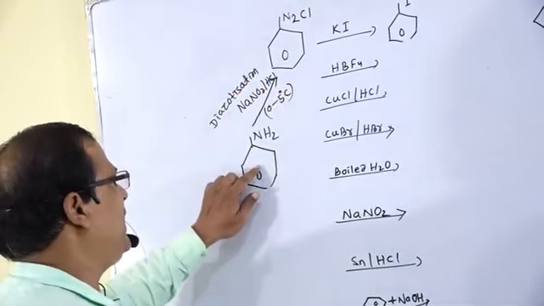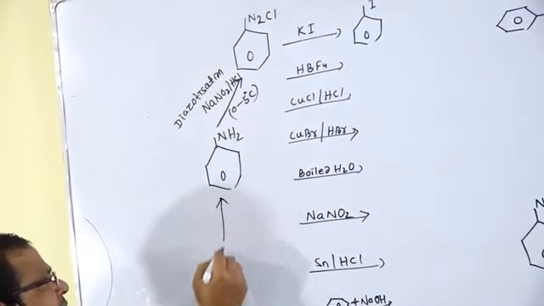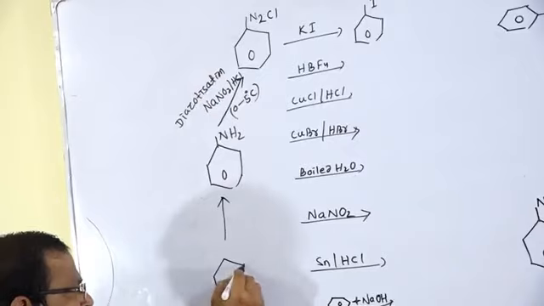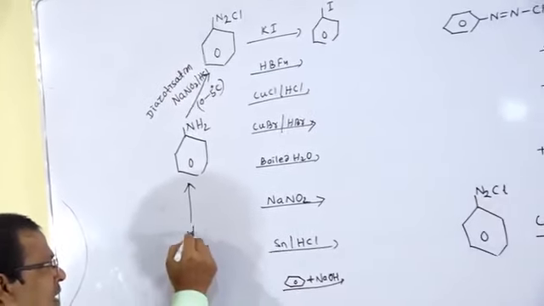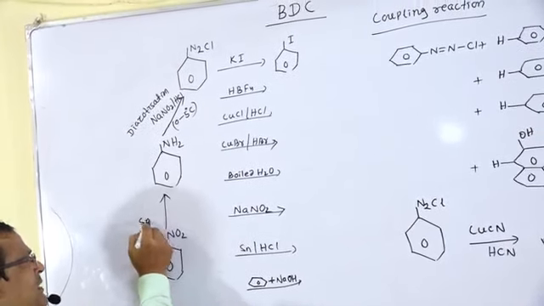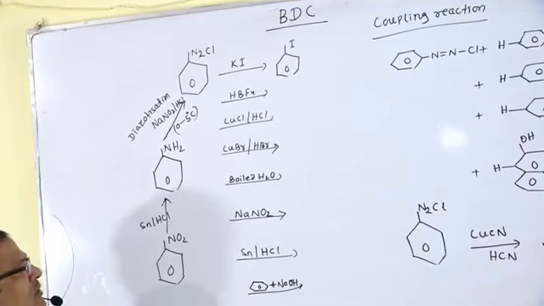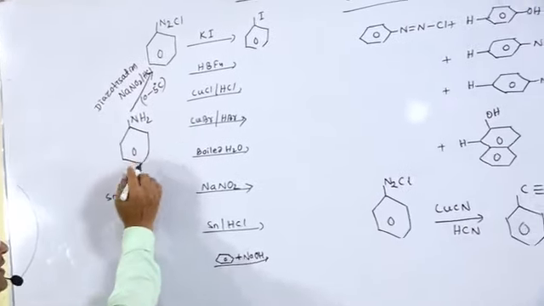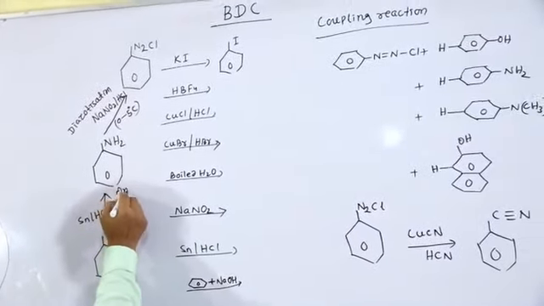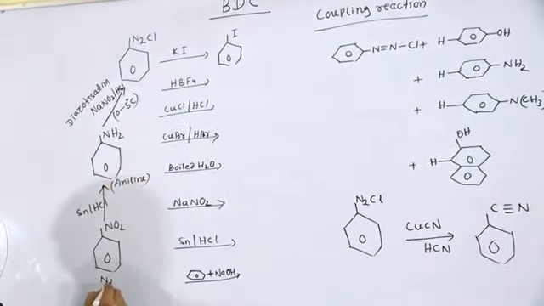So how is this aniline obtained? That is obtained from nitrobenzene, benzene having NO2. That is treated with tin and HCl. So the NO2 group is converted to NH2, and there is the formation of aniline. This is your aniline. This is nitrobenzene.